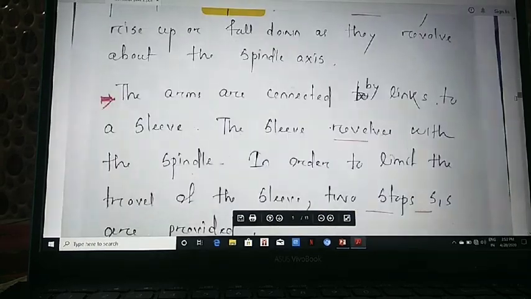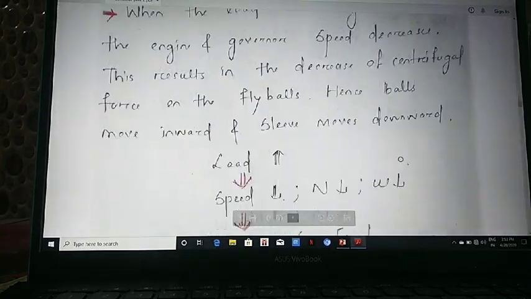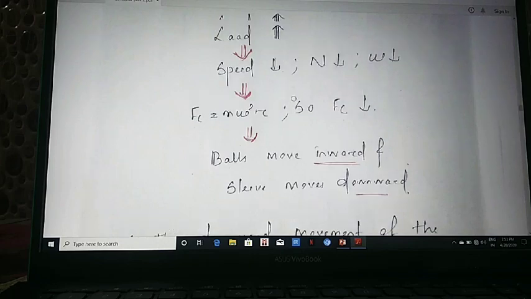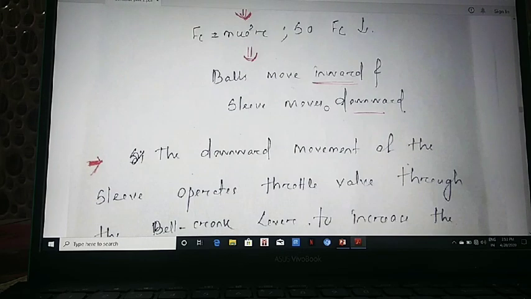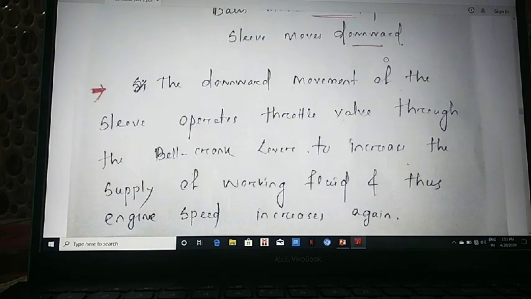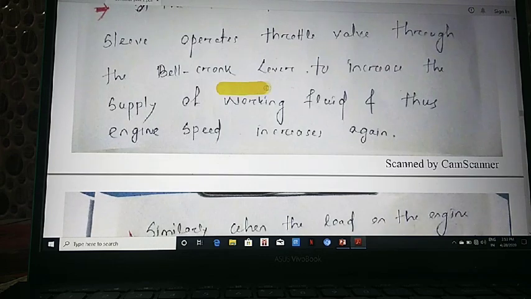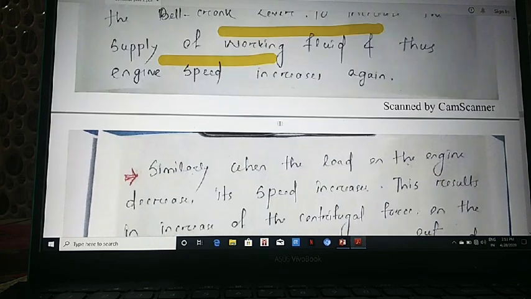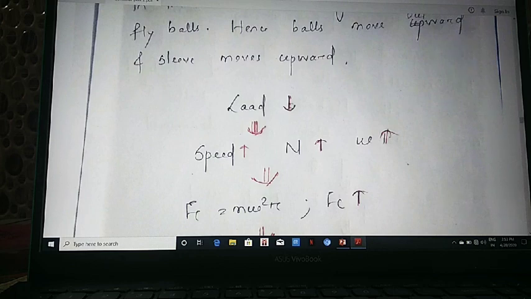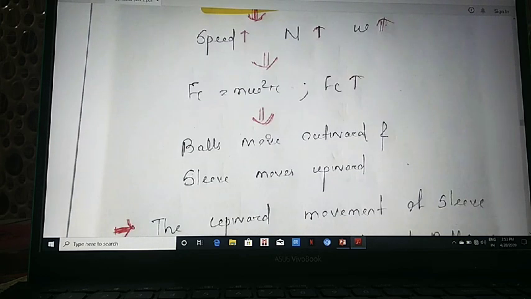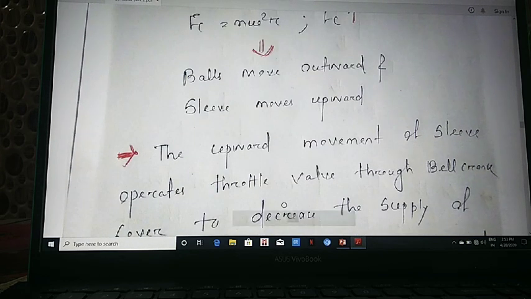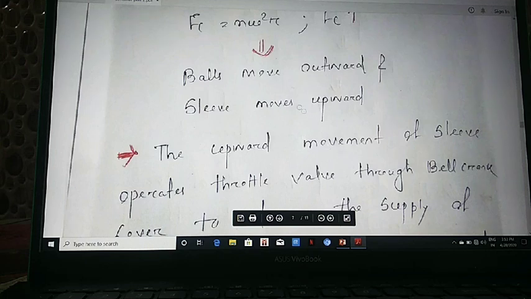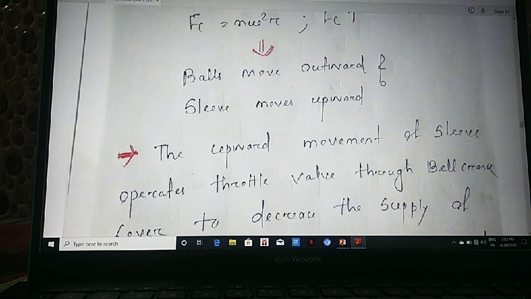So this is discussed and written here. In the first condition, the load increases and the speed decreases, the ball moves inward and the sleeve moves downward. It will increase the supply of the working fluid. And the next case is when the load decreases. You can study from this PDF the whole process in which the centrifugal governor is operated.